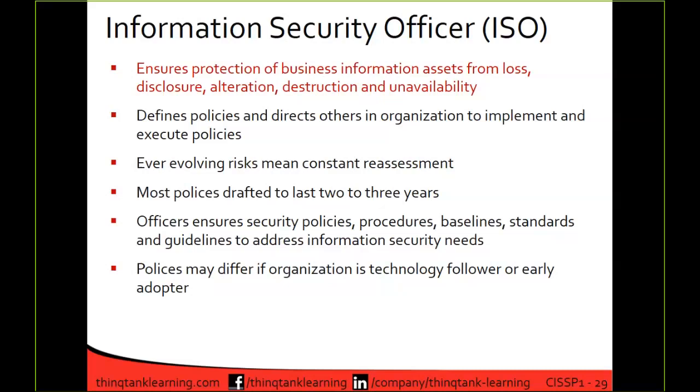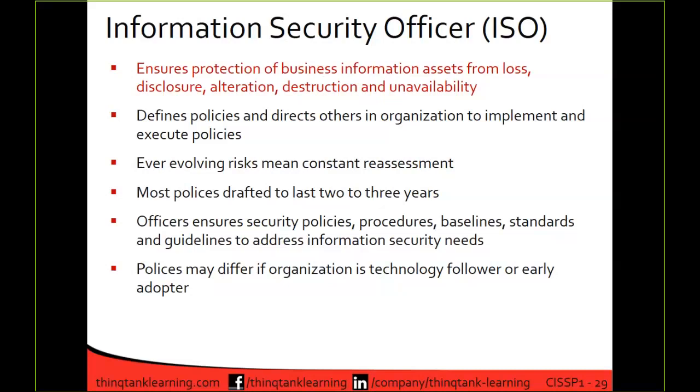You have to define policies, and you direct others in the organization to implement and execute those policies. That's exactly what I was describing before the break. As an information assurance individual, you're not necessarily executing the policies, you're driving the policy. You're driving directives, you're driving other individuals in the organization to meet an overall security goal. Obviously, ever-evolving risk means you have to be very dynamic in nature. Your job is constantly changing, and you have to constantly assess and reassess the situation.